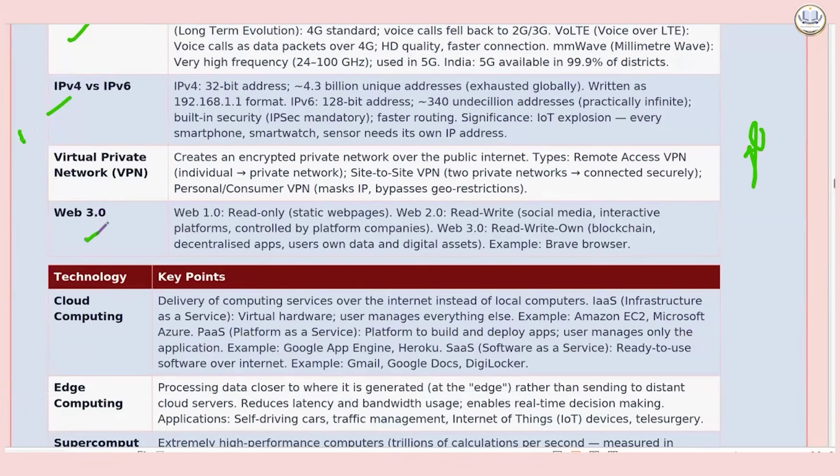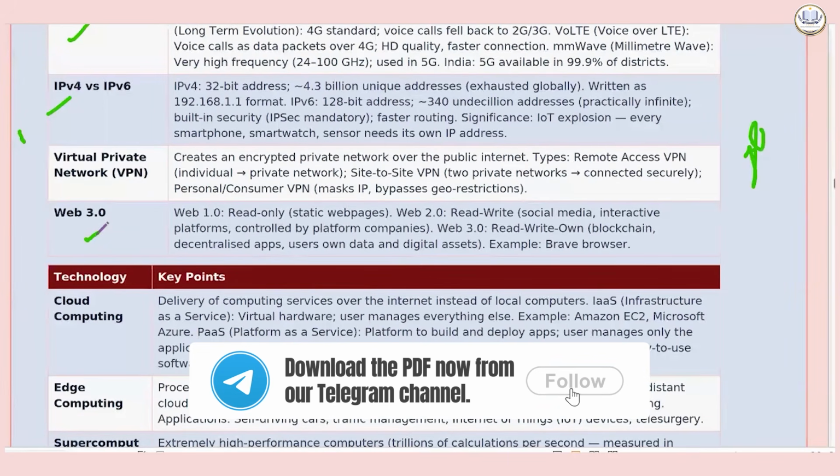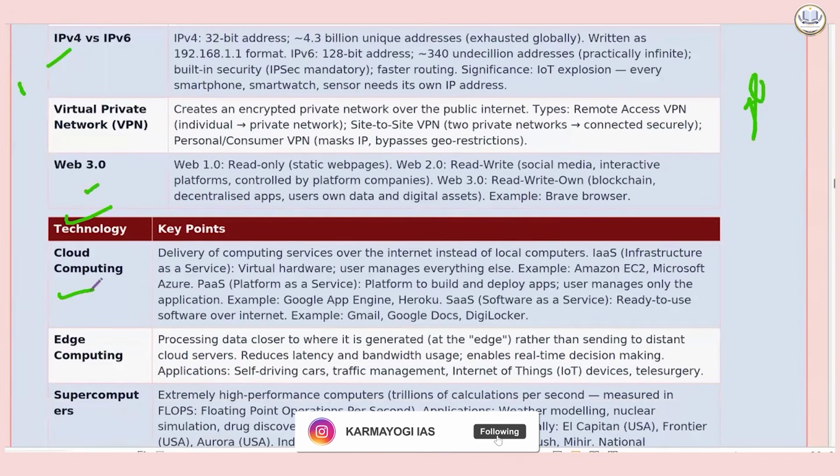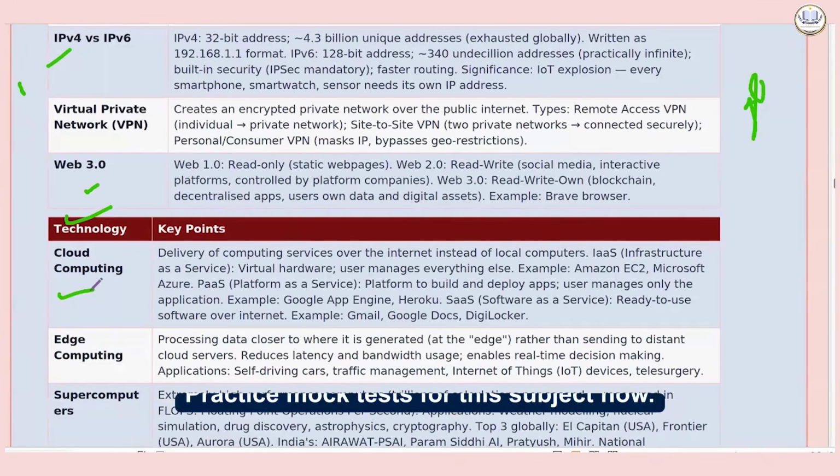Web 3.0. Web 1.0 was read only. Static web pages were there, HTML. Then Web 2.0 came, where we can interact, we can read, we can write, and social media came. Then Web 3.0, where we will read, write, own, and blockchain technology was also integrated. I have discussed everything in that emerging technology lecture in detail. Here I am revising it quickly. Cloud computing: your data is stored at a remote location. You do not need to keep infrastructure, servers, etc.